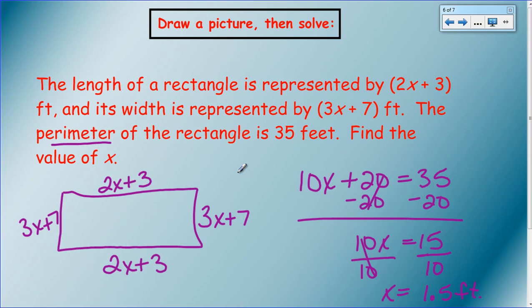So it's just a review. We're just combining like terms. Make sure you do like terms with like terms and keep up with your signs, especially when you are subtracting or when there are negatives involved.